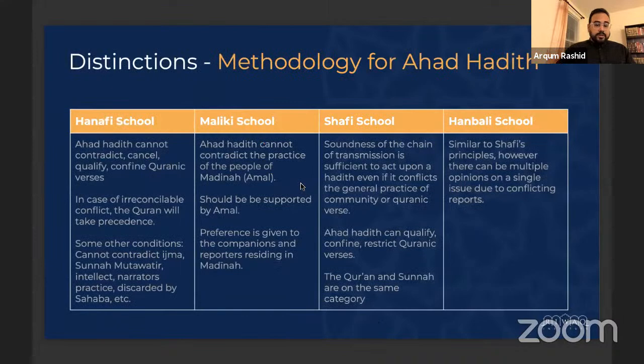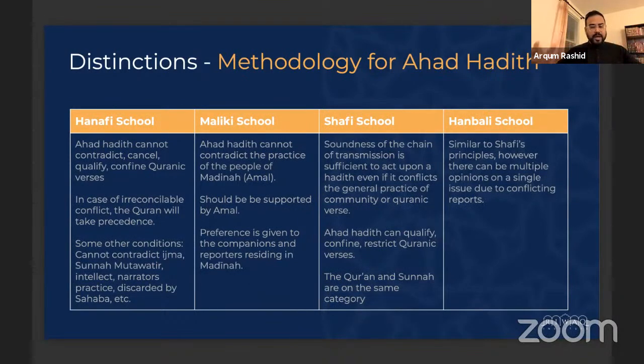All right. So let's look at some of the methodology for ahad hadith according to the 4 schools, right? According to the Hanafi school, an ahad hadith cannot contradict the Quran. It can't cancel a ruling of the Quran. It can't qualify a ruling of the Quran. It can't confine a ruling of the Quran. So when they use an ayah of the Quran, and you have a khabr ahad, I narrate a hadith which is khabr ahad or khabr wahid, an ahad narration, right? I cannot use that narration to then confine something that's in the Quran, or change something that's in the Quran, or abrogate something that's in the Quran, right?